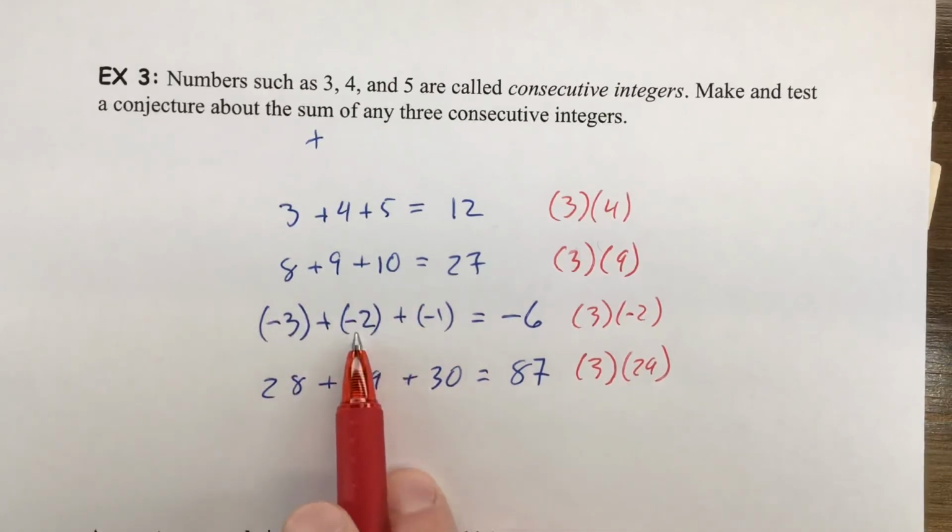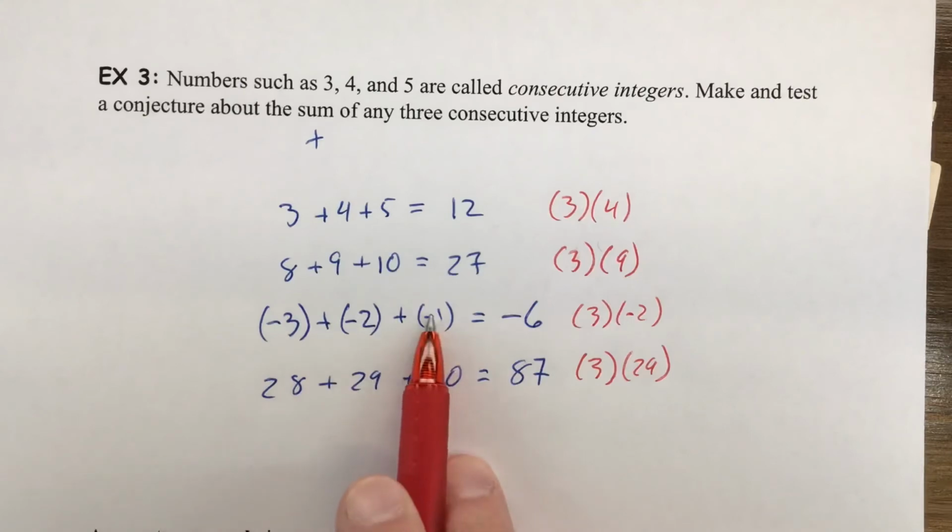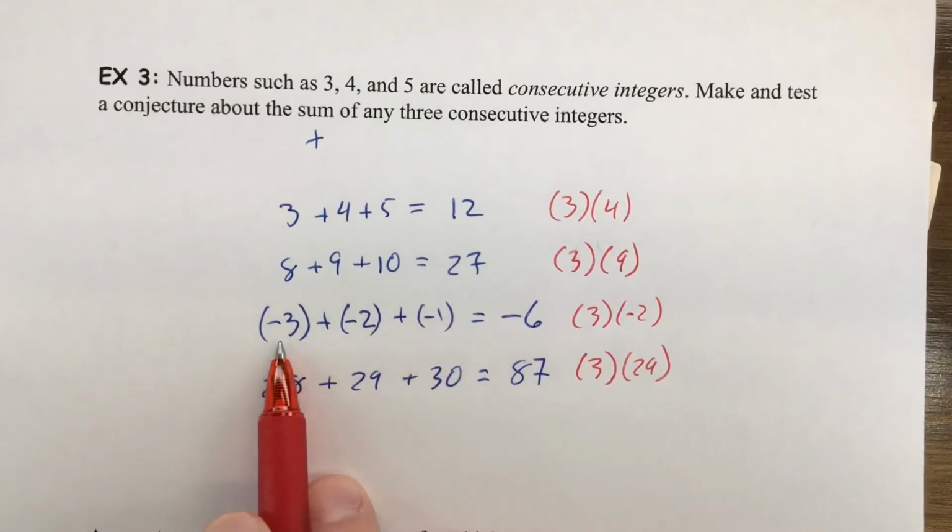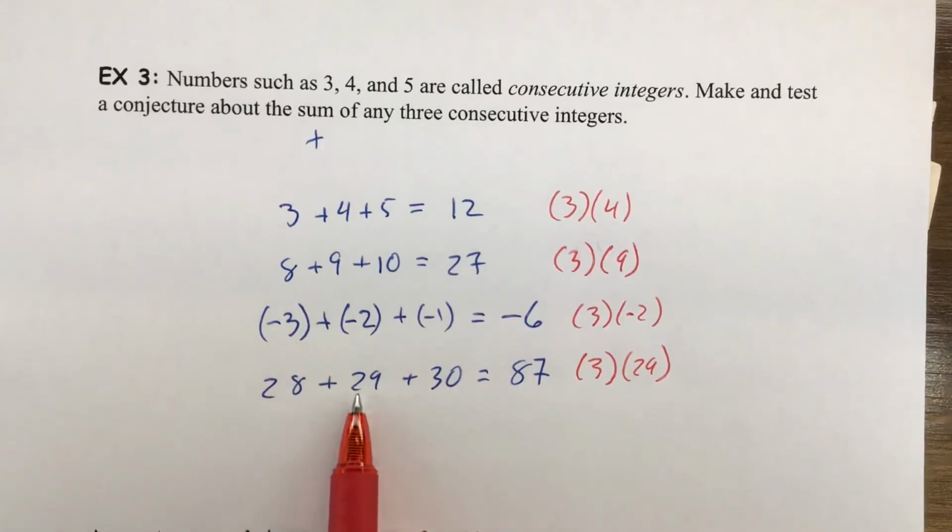You can even do that here. It's maybe a little bit weirder with the negative values. But look, around -2, you've got a balance of a number that's 1 greater and 1 that's less. And then even over here, you could take 1 from the 30, move it to the 28, and you've got all 29s. So again, your conjecture here could be that the sum of 3 consecutive integers is going to be 3 multiplied by the middle number.